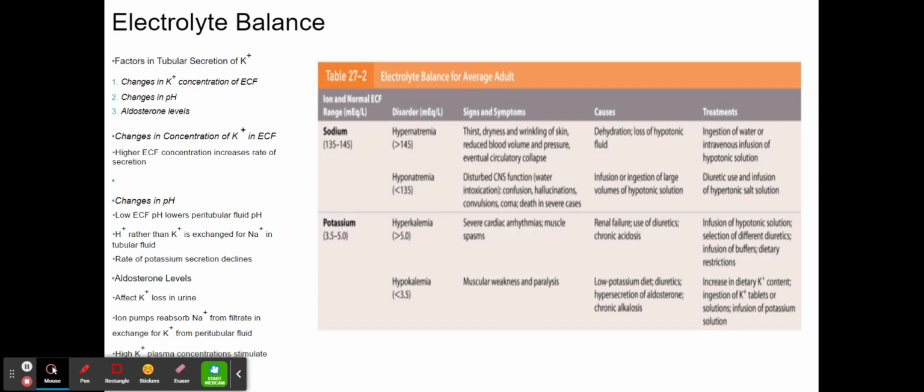The ECF concentrations of other electrolytes are regulated as well. Here we'll consider the most important ions involved: calcium, magnesium, phosphate, and chloride. Additional information about those is listed in Table 27-2, along with the information about disorders that occur if we have too much or too little of them in the body.